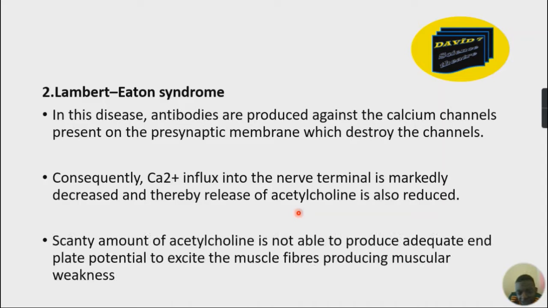And the scanty amount of acetylcholine will not be able to produce adequate end plate potential to excite the muscle fibers, producing muscular weakness. So the muscle will be weak in contraction, weak in activity, due to damage of calcium channels. That is Lambert-Eaton syndrome.